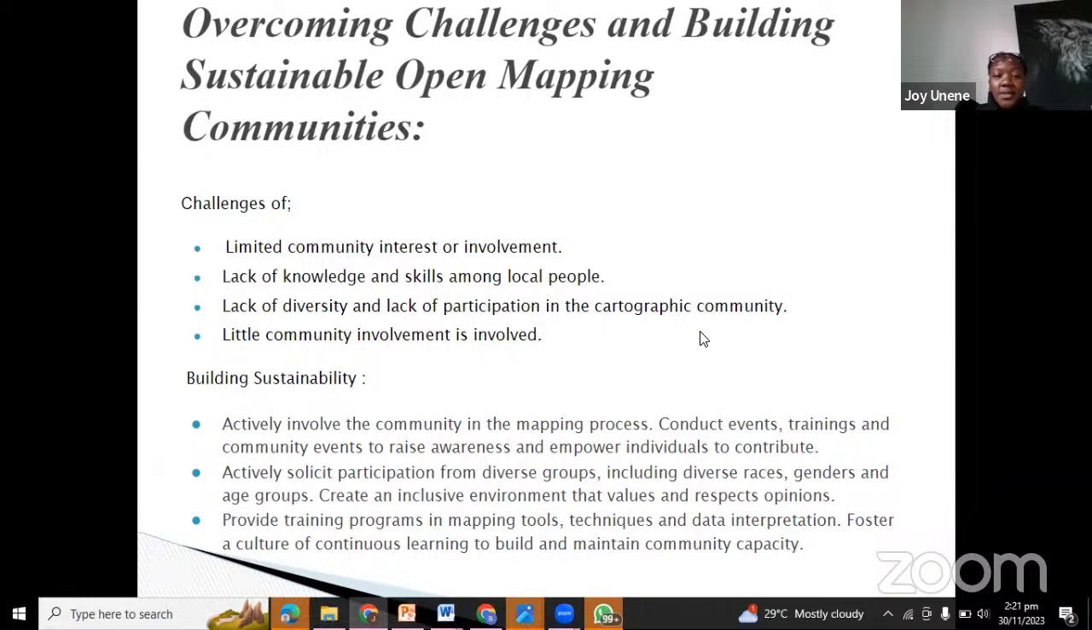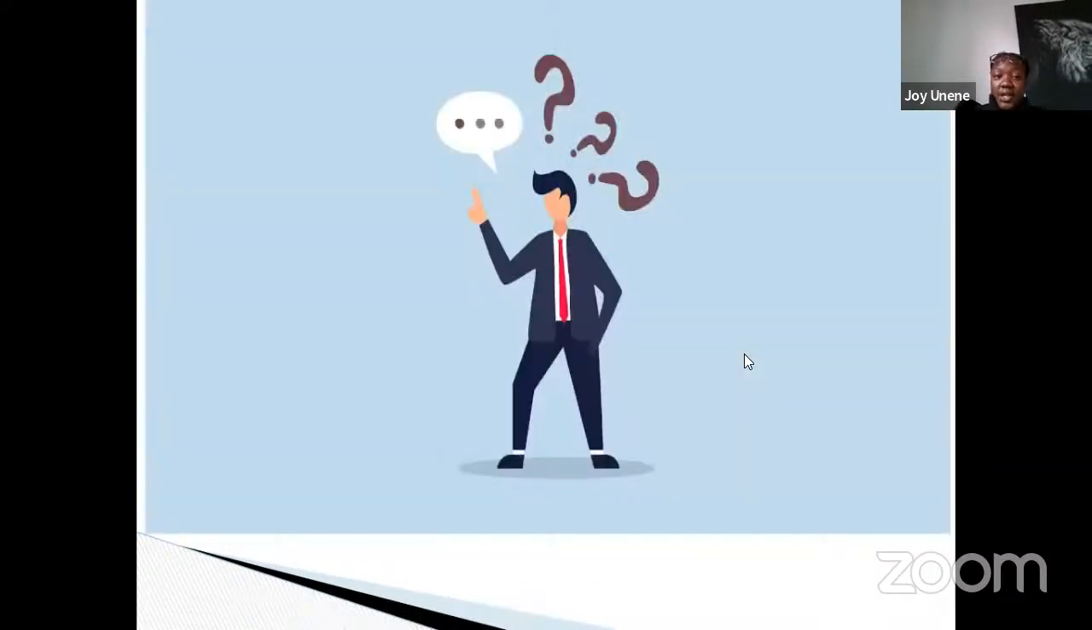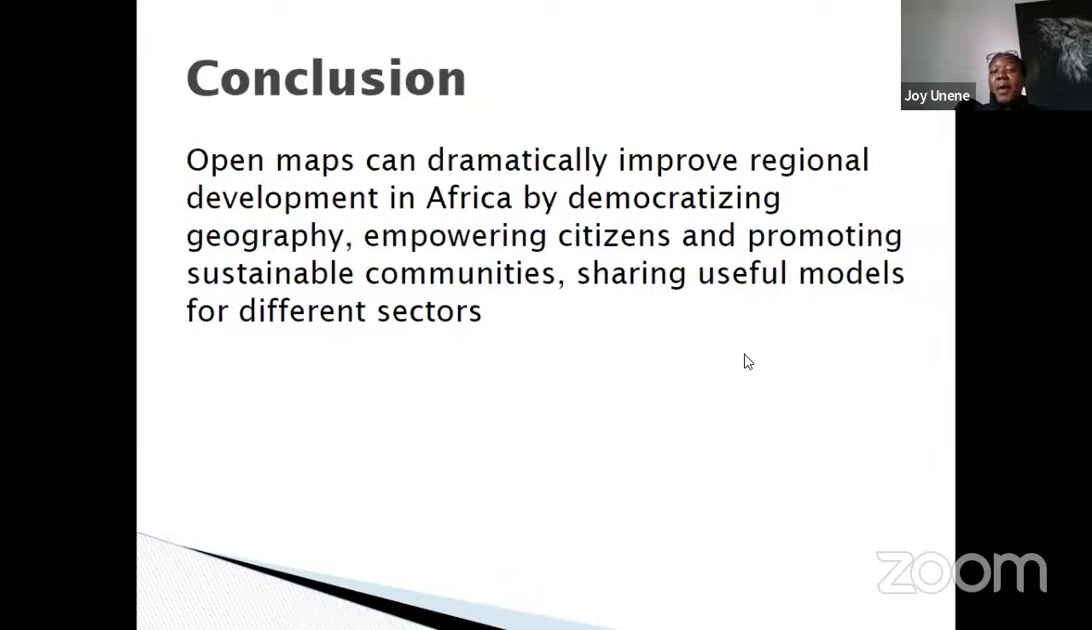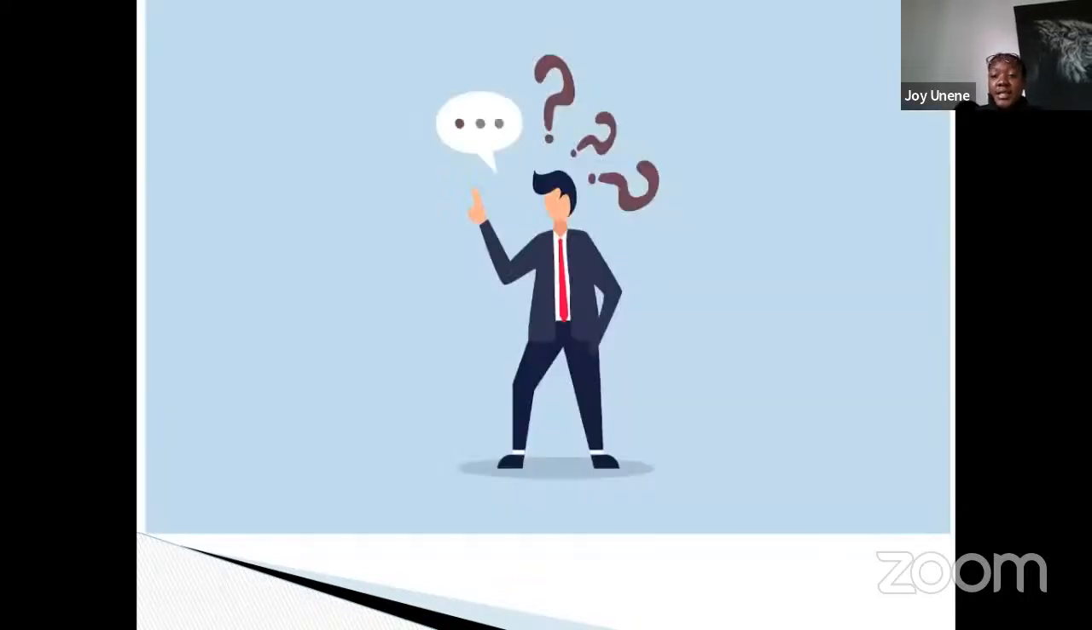So I think due to time, this should be the end of my presentation, with the conclusion to say open mapping can dramatically improve regional development in Africa by democratizing geography, empowering citizens, and promoting sustainable communities, sharing useful models for different sectors. So with that said, this is the end of my presentation.